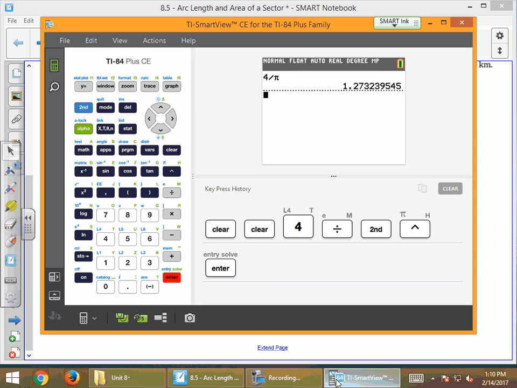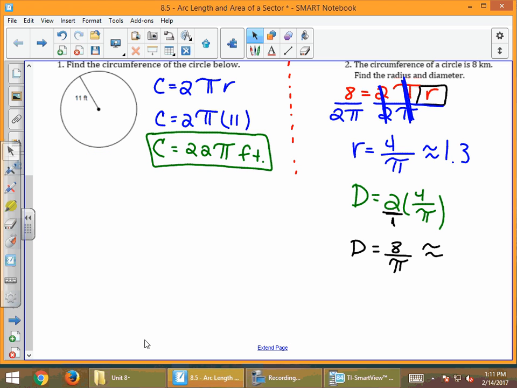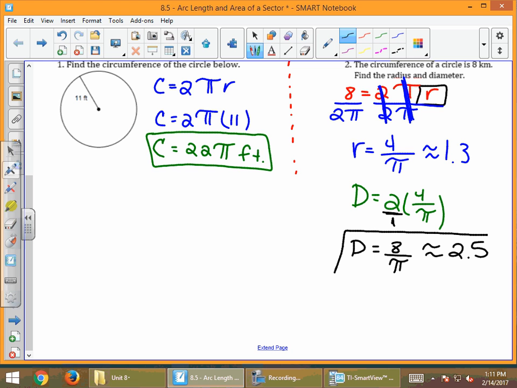If you have a graphing calculator, it's 8 divided by second, this caret button. And second caret button gives you pi. And then hit enter. So here it's about 2.5. It's a little off due to rounding. That's okay.